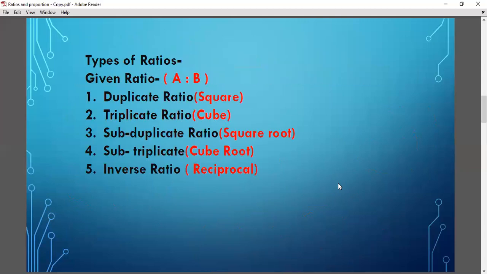Now we have some types of ratios. Let's say the given ratio is A is to B. So for the first type, duplicate ratio. Whenever duplicate ratio is there, for the given ratio A is to B, the duplicate ratio will be simply, you have to square all the individual values that are there in the ratio. So the answer for this will be simply A square is to B square.